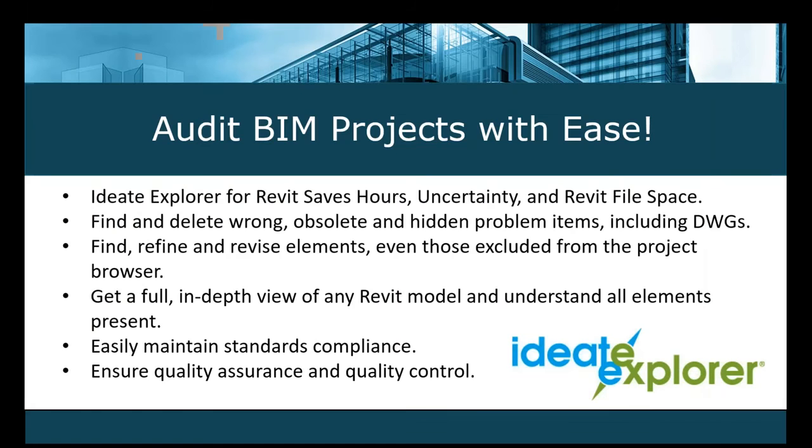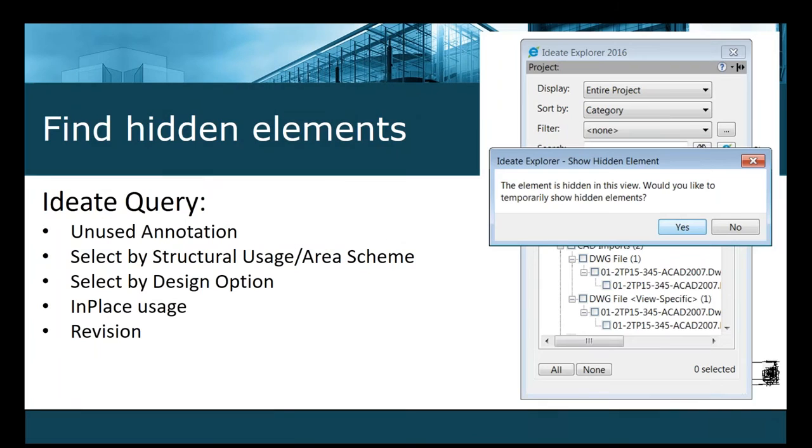So, Ideate Explorer is all about auditing your BIM project. Again, it takes that base functionality of Quick Select, but it really builds on it. It builds all kinds of super auditing tools, allowing you to get a full in-depth view of your Revit model and understanding all the elements and maintaining your standards compliance and your quality control. And that query allows you to dig a little bit deeper and find unused annotation, select by structural usage, area schemes, in-place usage, revisions. There's all kinds of things that you can search on.